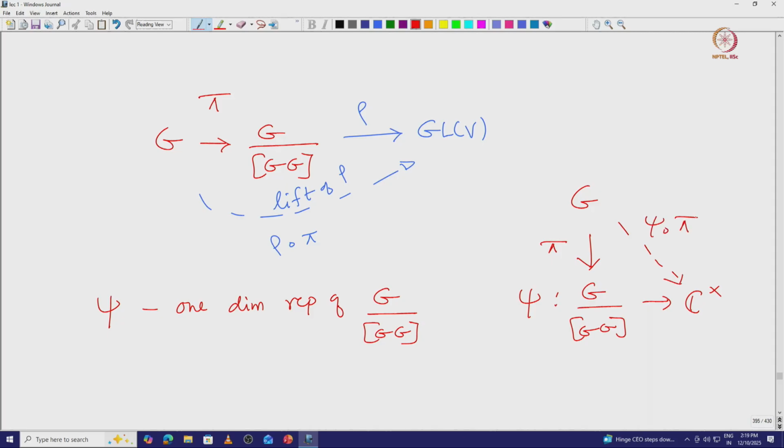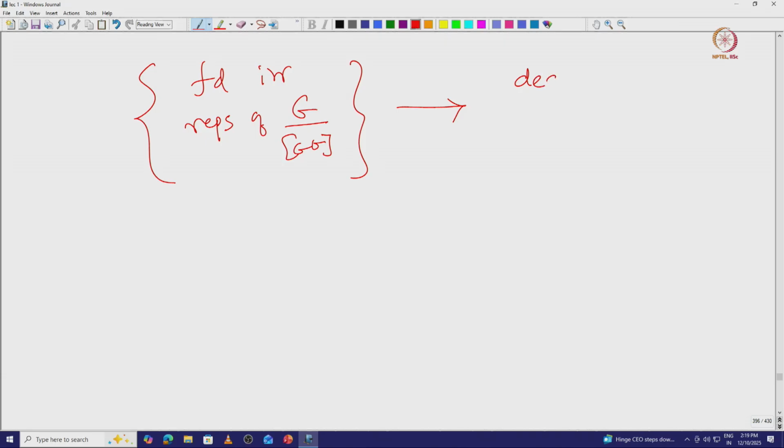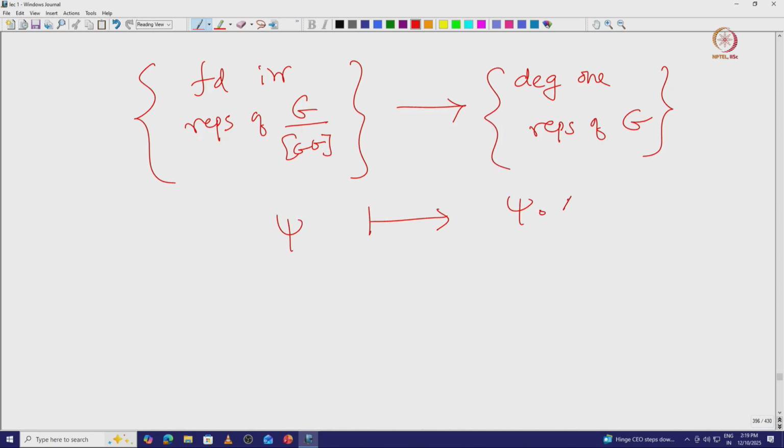Then this is the map that we are going to define from the set of irreducible representations of G modulo bracket GG to the degree 1 representations of G. So, let us consider this set of finite dimensional irreducible representations of G modulo bracket GG. Then from here we are defining a map to degree 1 representations of G. So, what is the map? You take xi and then send it to xi composition pi.